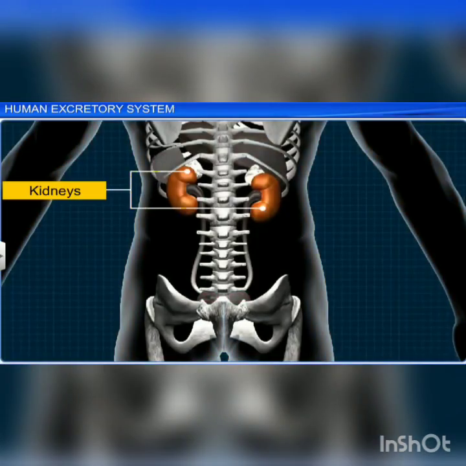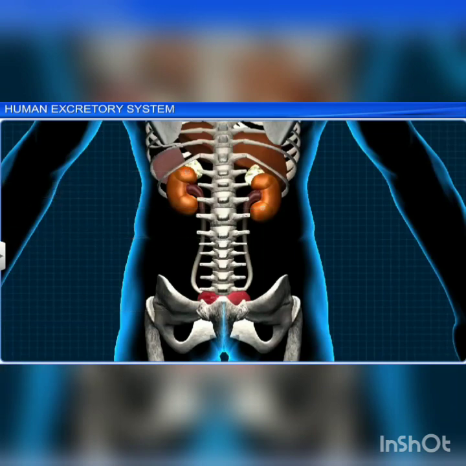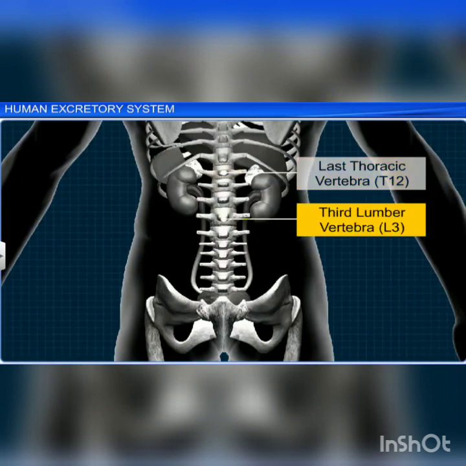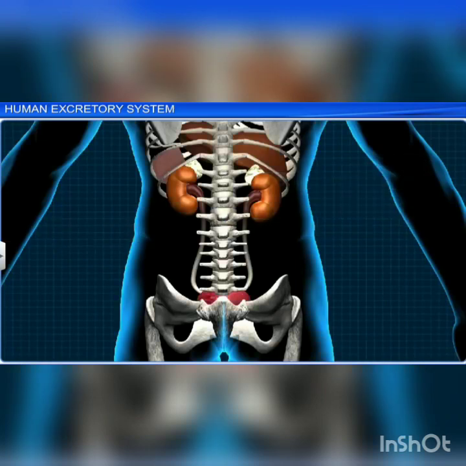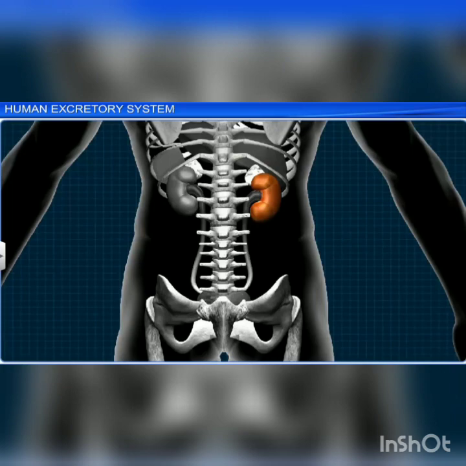The kidneys are compact, bean-shaped organs on either side of the spinal cord in the lower back. More precisely, they are situated between the last thoracic and third lumbar vertebrae in close proximity to the dorsal inner wall of the abdominal cavity. The 11th and 12th ribs partially protect the upper part of the kidneys. The right kidney, which is near the liver, is slightly lower than the left one, which is adjacent to the spleen.